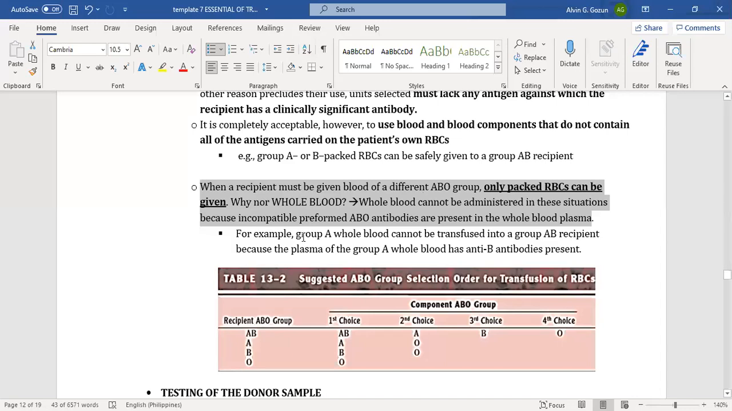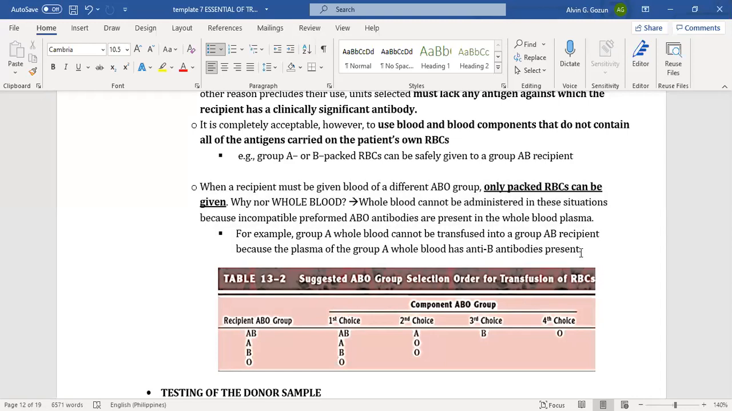For example, Group A whole blood cannot be transfused into Group AB recipient because the plasma of Group A whole blood has anti-B antibodies present. Nagets ba yun? Yes, sir. Yes, sir.